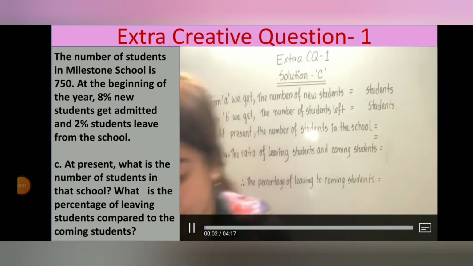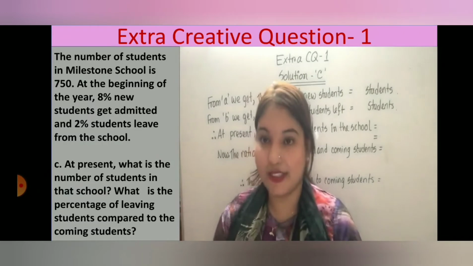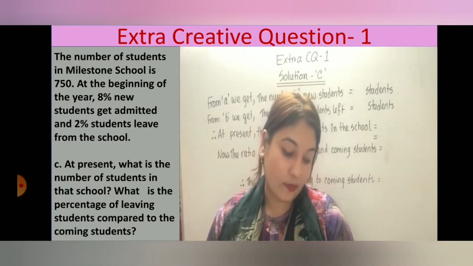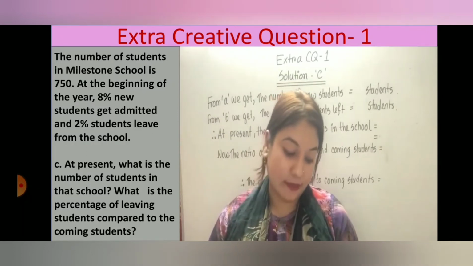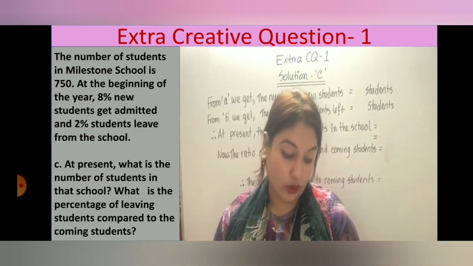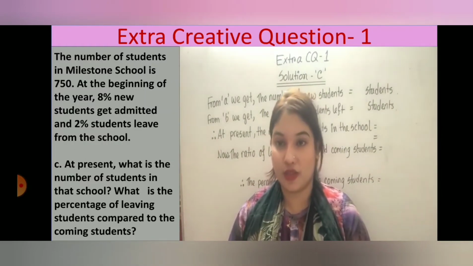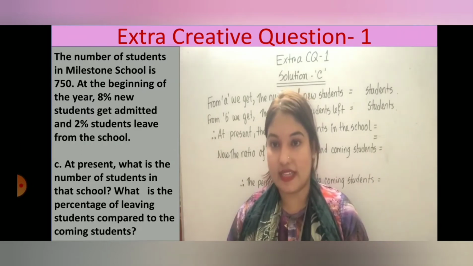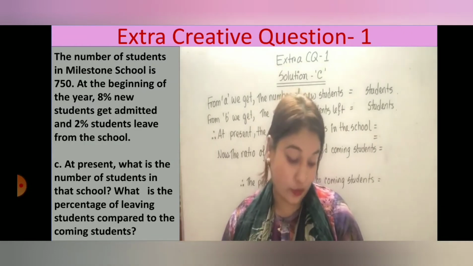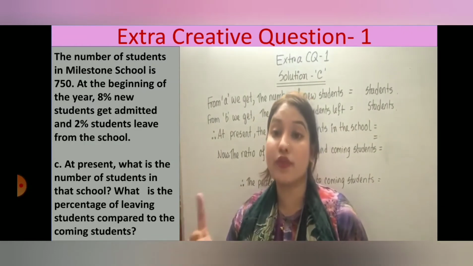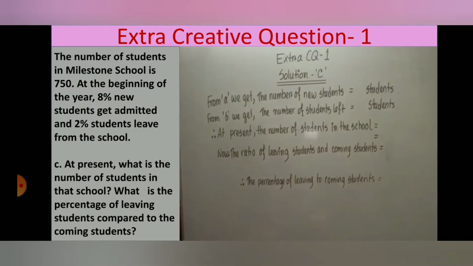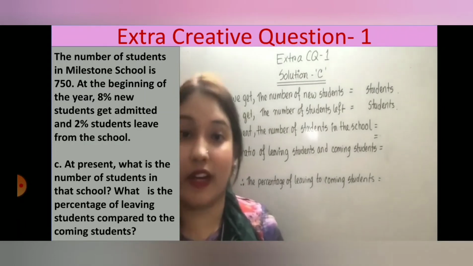Students, now we are going to solve the C-type question. Okay, so see what the question is. At first the question is, at present, what is the number of students in that school and what is the percentage of leaving students compared to the coming students? So here we can see that in this math there are two parts. At first we are going to solve the first part, that is we have to find the number of students in the school at present. So please follow the board and write these things in your classwork copy.